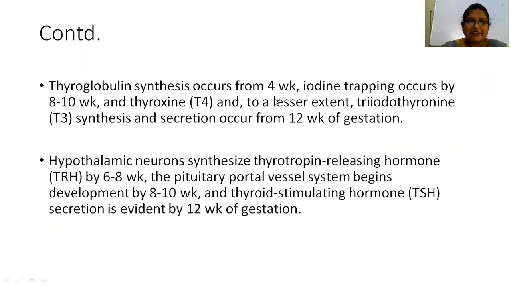Thyroglobulin synthesis occurs from 4 weeks, iodine trapping occurs by 8 to 10 weeks, and thyroxine T4 and, to a lesser extent, triiodothyronine T3 synthesis and secretion occur from 12 weeks of gestation. Hypothalamic neurons synthesize TRH, thyrotropin releasing hormone, by 6 to 8 weeks. The pituitary portal vessel system begins development by 8 to 10 weeks, and TSH secretion is evident by 12 weeks of gestation.